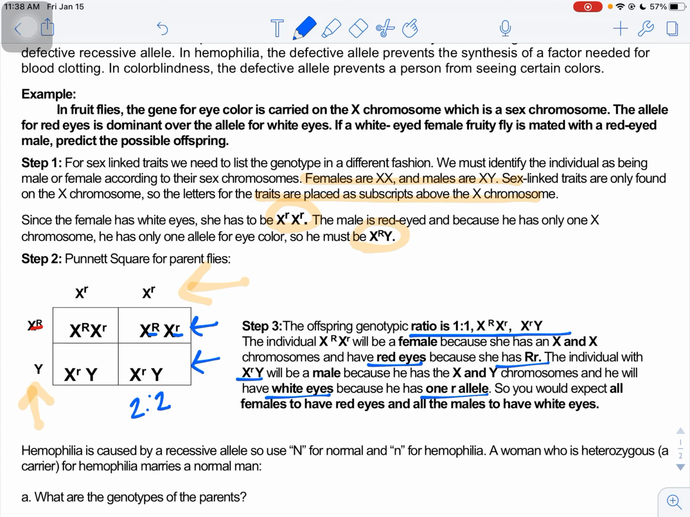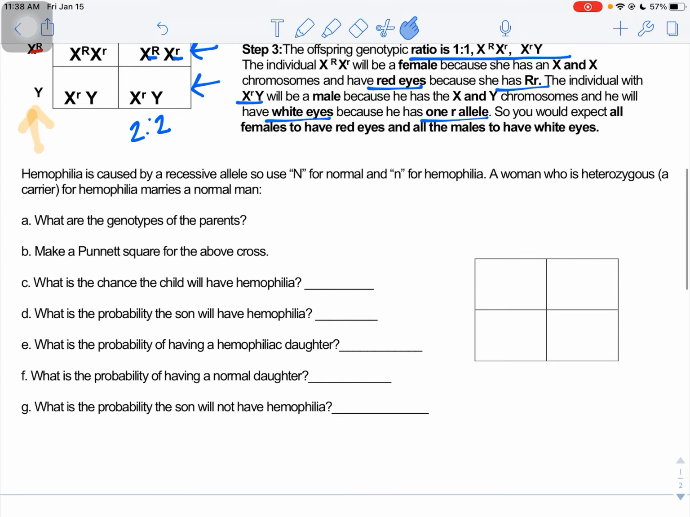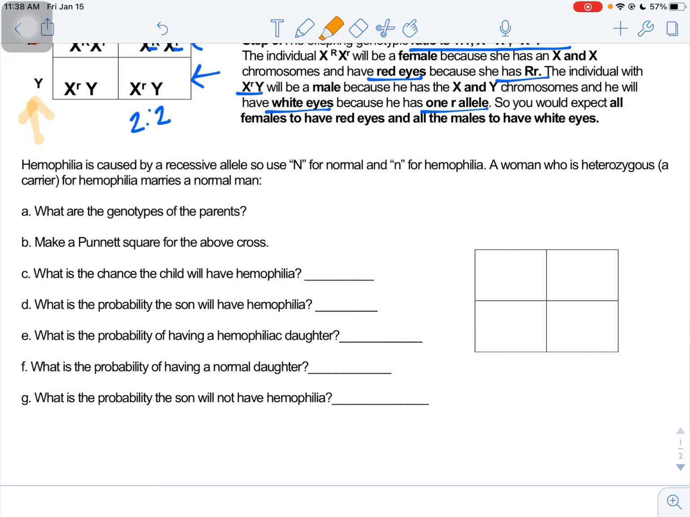Okay? So let's take a look at a question, and hopefully this will help make a little bit more sense. So here we have a question on hemophilia. Hemophilia is caused by a recessive allele, all right? And it's given us the letters that we're going to use. Capital N is for normal. Lowercase n is going to be for hemophilia because, again, it told us that it is recessive. So we have a woman who is heterozygous and marries a normal man. Okay? So let's work out what those genotypes and phenotypes are going to be for this particular cross.